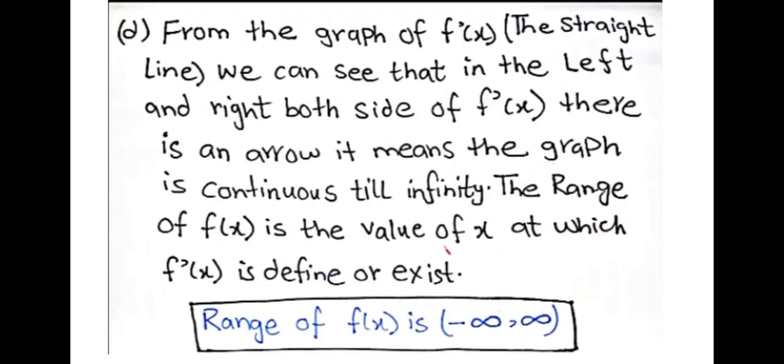Now we have to find the range of that function. From the graph of f'(x), the straight line, we can see that on both the left and right sides of f'(x) there is an arrow. It means that the graph is continuous till infinity. The range of f'(x) is the set of values at which f'(x) is defined or exists. The range of f'(x) is equal to negative infinity to positive infinity.